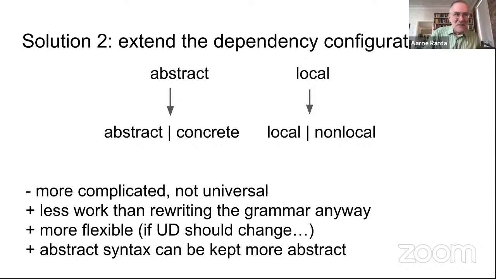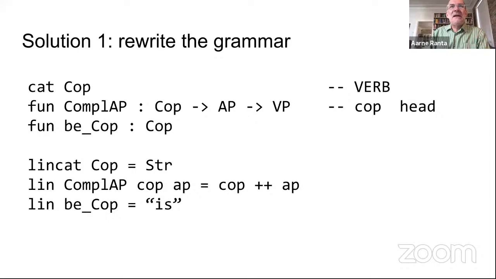So we want to have the RGL as it is, or at least make it possible to have it in that way. And also we can keep the abstract syntax more abstract. For instance, this copula might not be a relevant category in some languages at all, which don't use copulas.